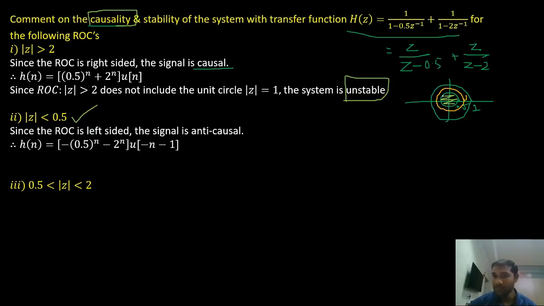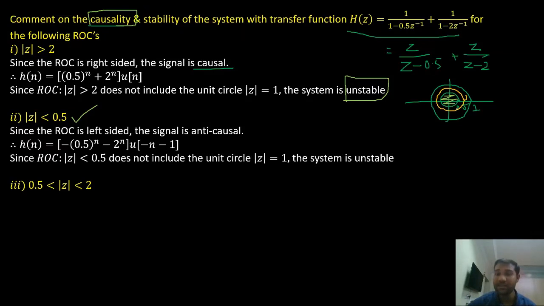And now the unit circle is not included in the ROC again, right? The ROC is less than 0.5, but the unit circle is outside 0.5. So it does not include the unit circle. Again, the system is unstable.